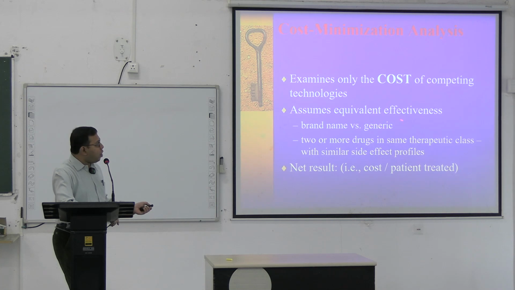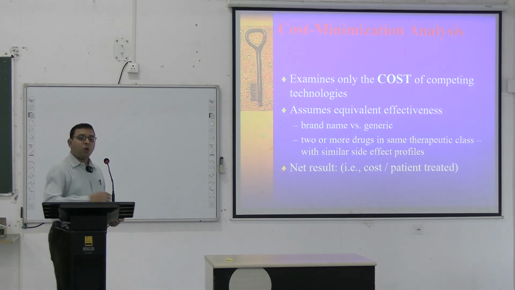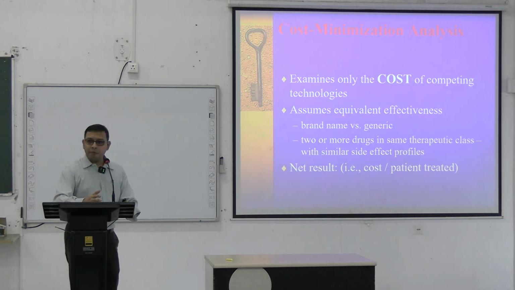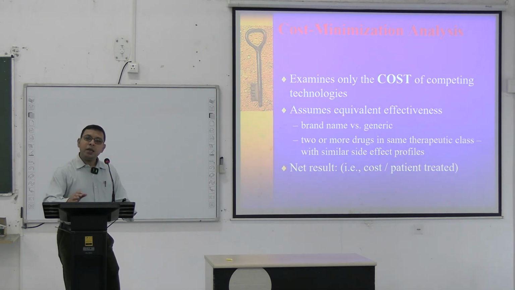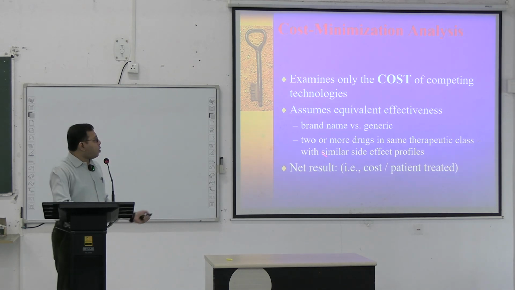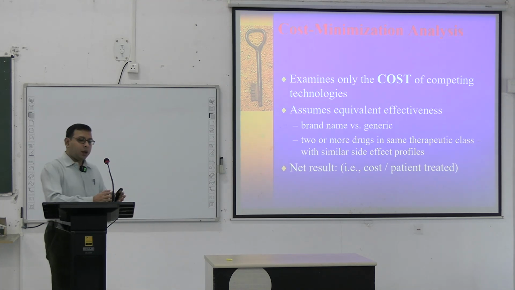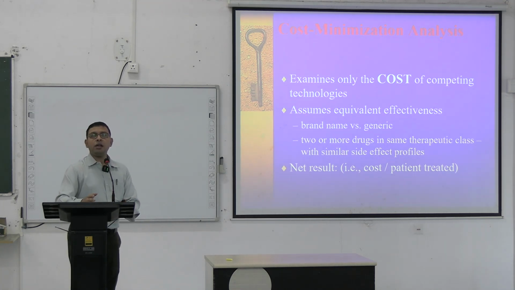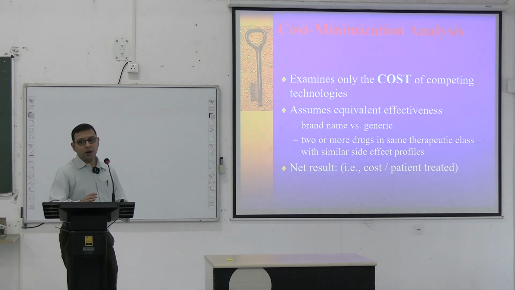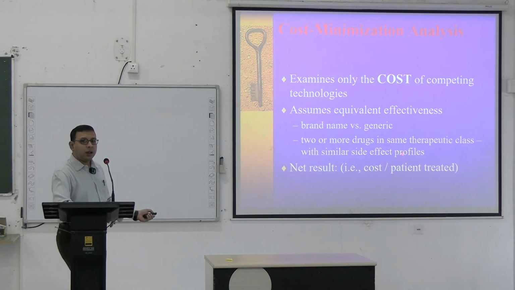It assumes equivalent effectiveness. For example, when we are choosing whether to use brand name medicines or generic name medicines, here we are assuming that their effectiveness is the same, though that is a different point. We are assuming brand name and generic name medicines are both equally effective. Now we are just seeing whether there is any cost minimization if we use a generic drug or not. Similarly, two or more drugs in the same therapeutic class with similar side effect profiles, again we can compare. The net result is usually expressed as cost per patient treated.